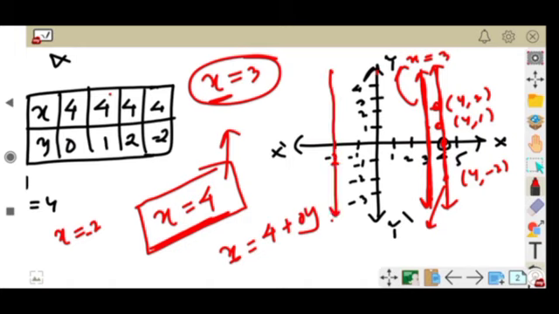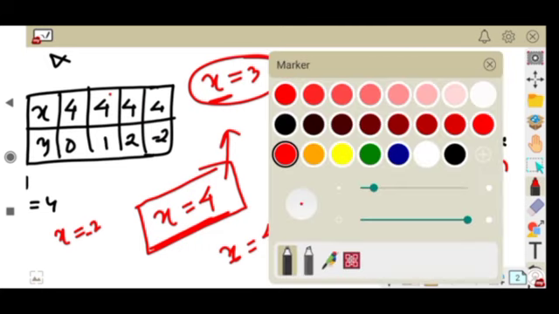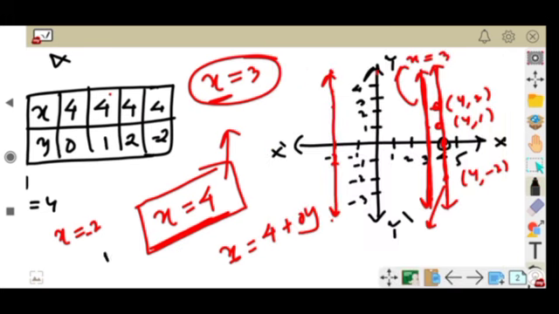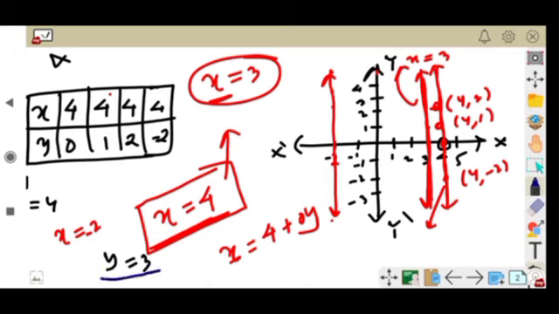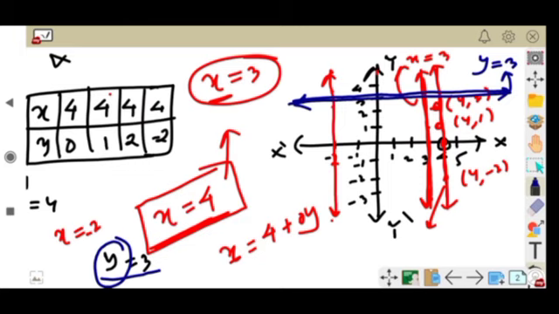Now my question is, if it is given in terms of y, like y is 3, how will you get it? I'll change the color. Let me change into blue. Okay, now y equal to 3. Then you'll get it like this. This is y equal to 3. Now when it is given in terms of y, this line is parallel to the x-axis.